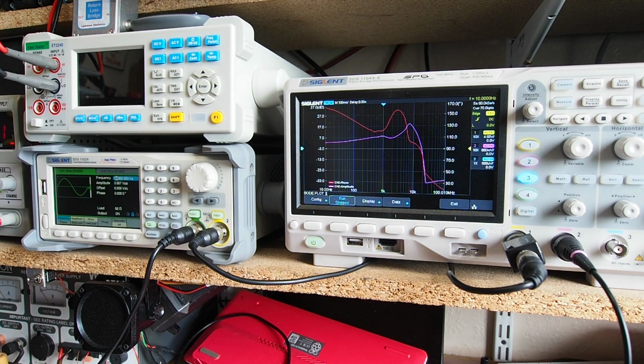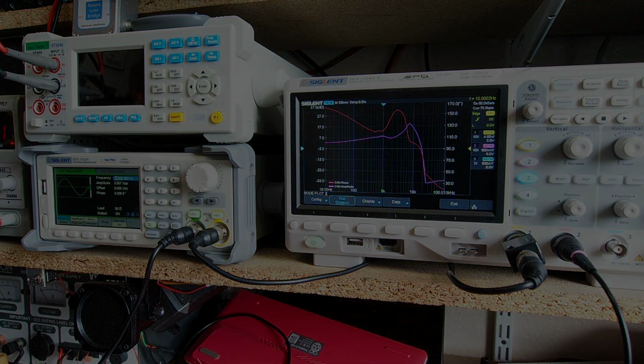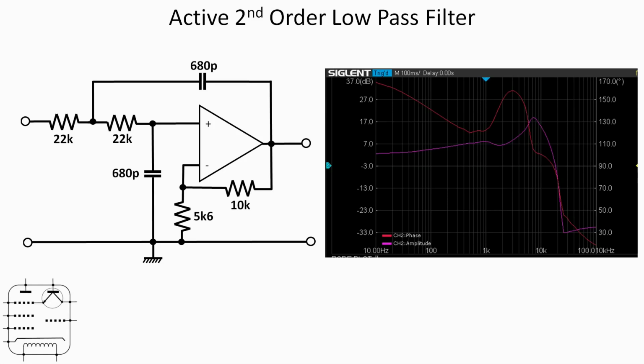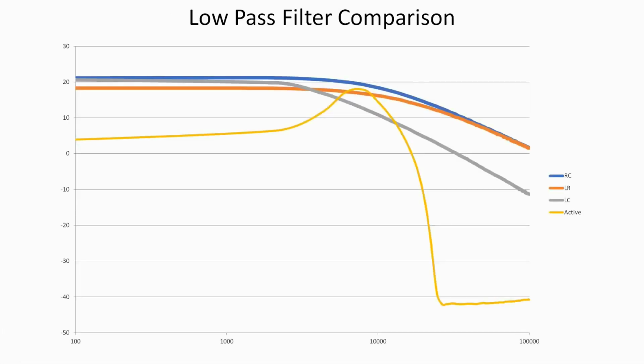So let's have a look at those a little bit closer and compare them with the passive filter graphs. Here's the remainder of the circuit and the curve that we've just plotted for the active low-pass filter. It's the purple line, that's the amplitude. You can see a very fast fall off right there as we pass through the 10 kilohertz marker. But let's take that data, import it into the Excel chart that we looked at earlier, and see how it compares to the passive filters. And as you can see, quite a difference.